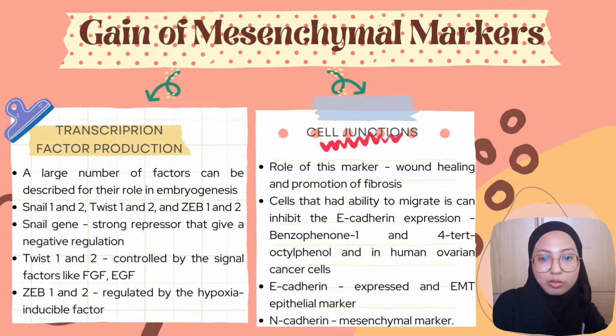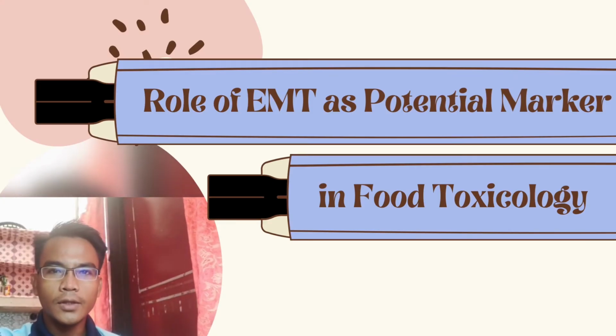Cells that have the ability to migrate can inhibit E-cadherin expression as it coincides with increasing N-cadherin expression, as shown in the case of benzophenols 1 and 4, and in human ovarian cells, where the role of this marker was first described in wound healing and promotion of fibrosis by aiding the differentiation of resident tissue fibroblasts into myofibroblasts. Okay, for my part, this is the role of EMT as a potential marker in food toxicology.